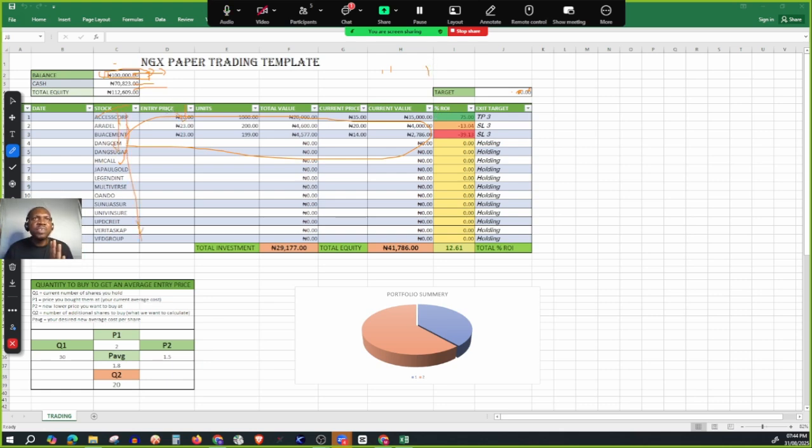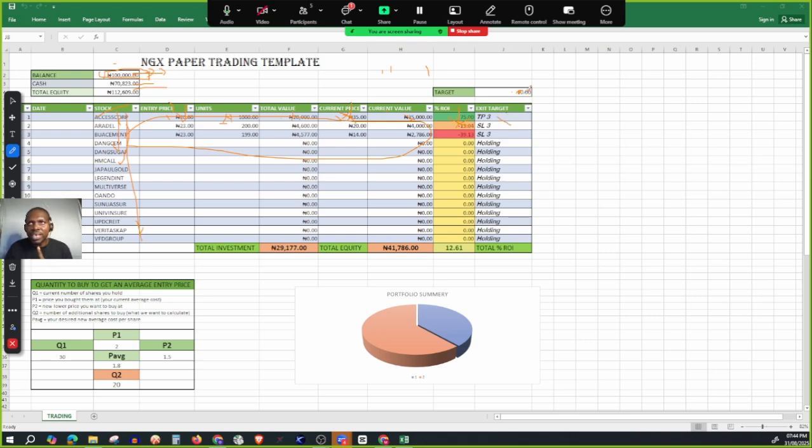Then enter the average entry price, in case you entered at different prices. Then the number of units you are holding. This will calculate, because this is just this times this. Then the current price. What's the current price of the stock? Immediately you put the current price, it calculates the current value, which is also this times this. Then this one is the return, the percentage made, and this is your target.